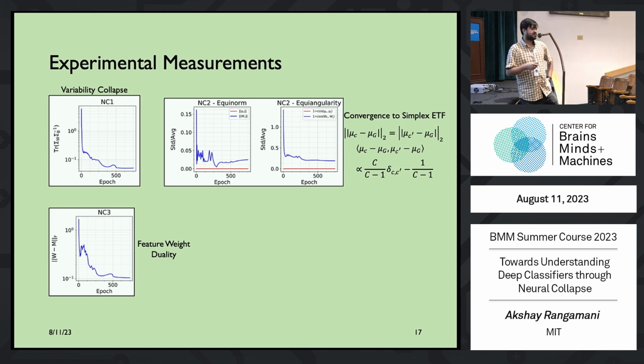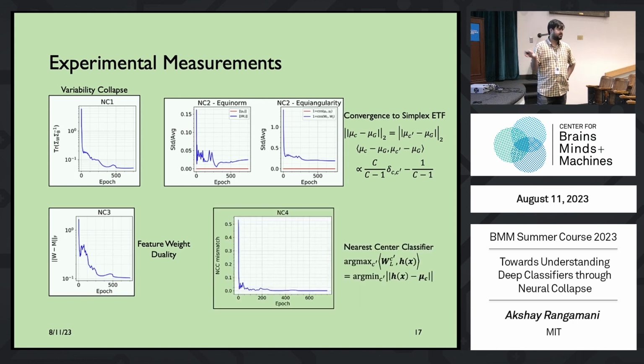Then the third thing that happens is that your features and the weights are sort of duals of each other. In fact, if you collect the class means into a matrix and you measure this distance from the classifier matrix, this distance is going to reduce as you keep training. And finally, all three of these observations lead to the consequence that running the entire deep network is the same as doing a nearest class center classifier at the last layer.